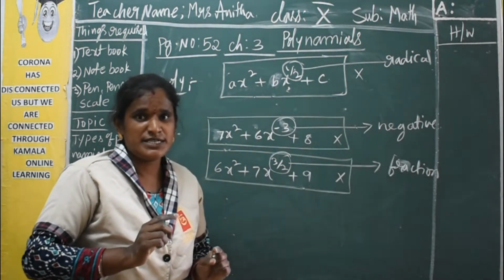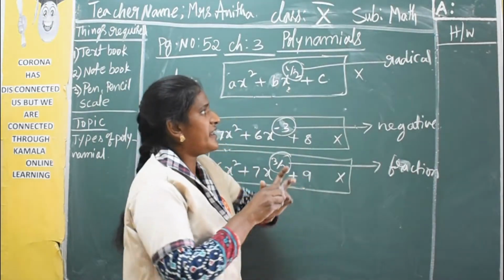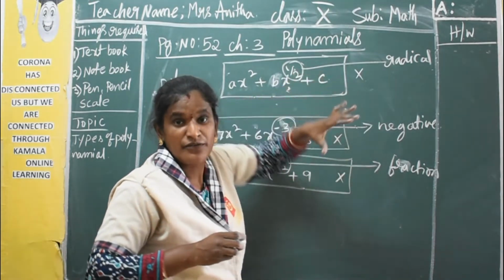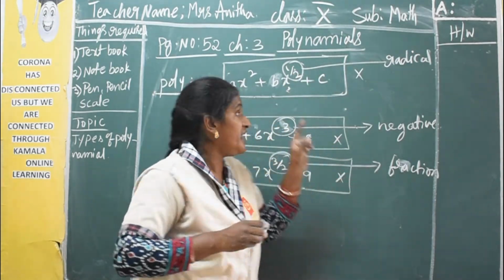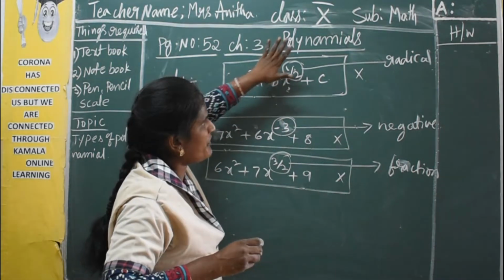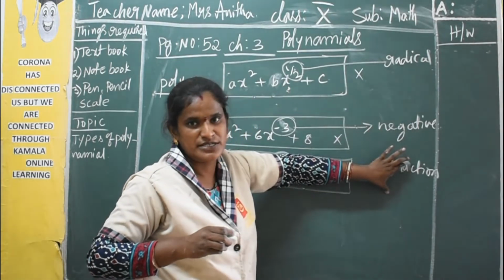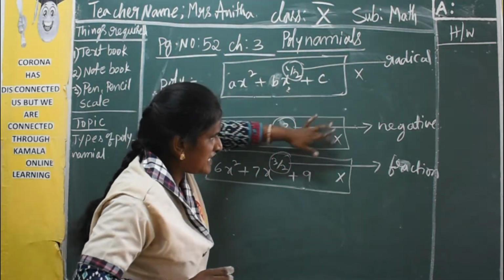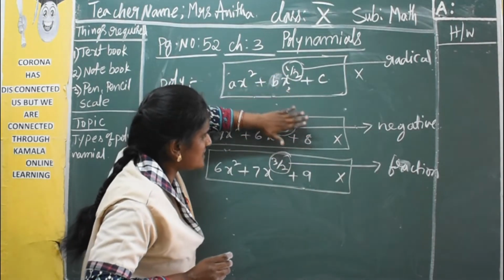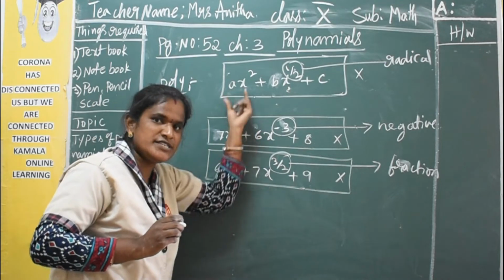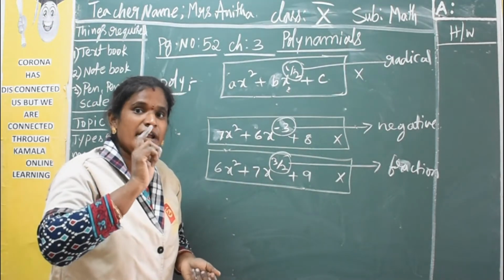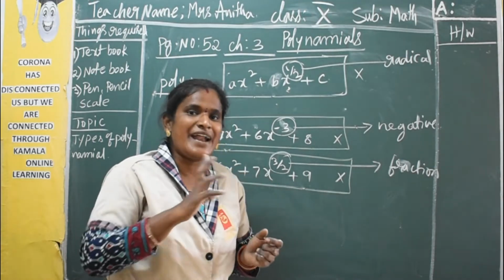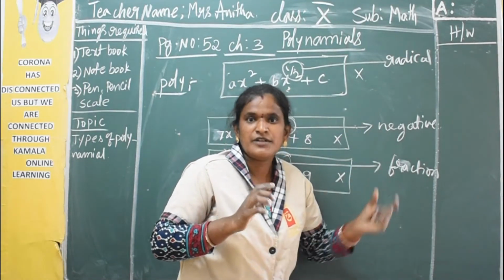So polynomial means definitely an algebraic expression free from radicals, negatives and fractions. In an algebraic expression, the variable power should be free from radicals, negatives and fractions. Then it is a polynomial. Got my point, children? This is an algebraic expression, this is also an algebraic expression, this is also an algebraic expression. In these three, x is the variable. That variable power should be free from radicals, negatives and fractions. Then it is a polynomial.